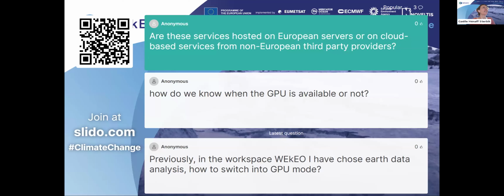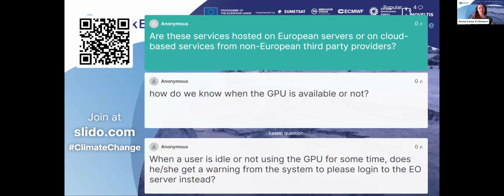This question: are these services hosted on European servers or on cloud-based services from non-European third-party providers? The services like the WEkEO workspace are hosted on a European server. Our infrastructure provider is Cloudflare. This is the case for the WEkEO workspace, but also, in case you're interested in the Innovation Lab resources, that is all hosted in Cloudflare's data centers in Warsaw.